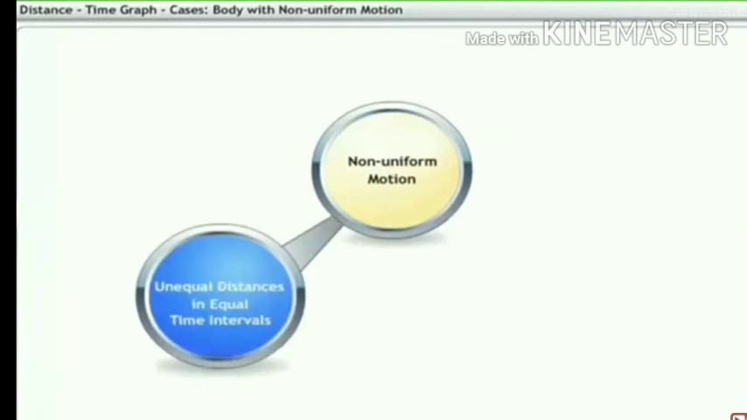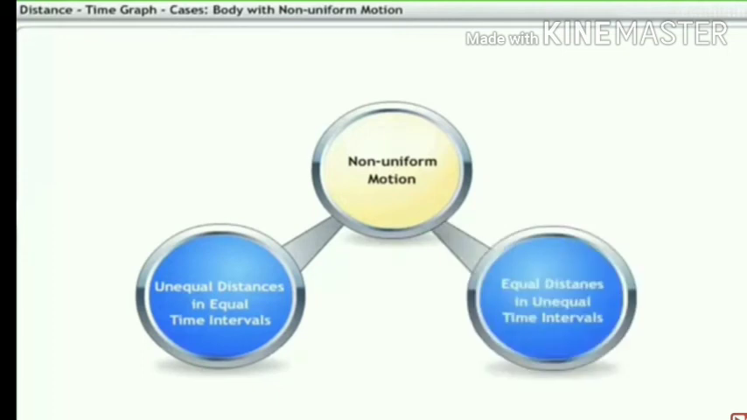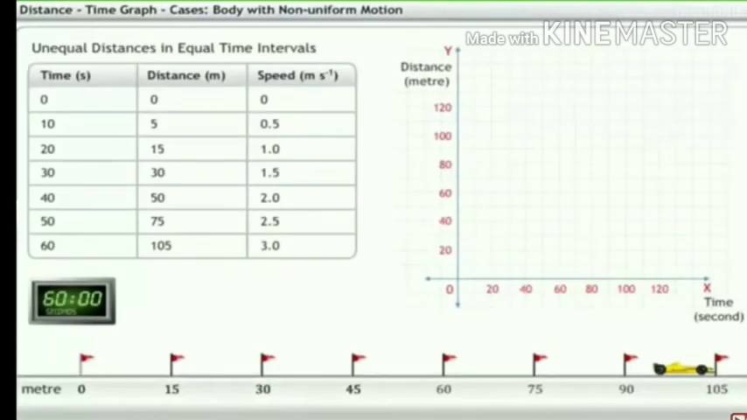So when a body is in uniform motion, then it is a straight line graph. In case of non-uniform motion, there are unequal distances in equal intervals of time. So this example will show that the body is covering unequal distances in equal intervals of time. If the graph is curved, then it explains non-uniform motion.